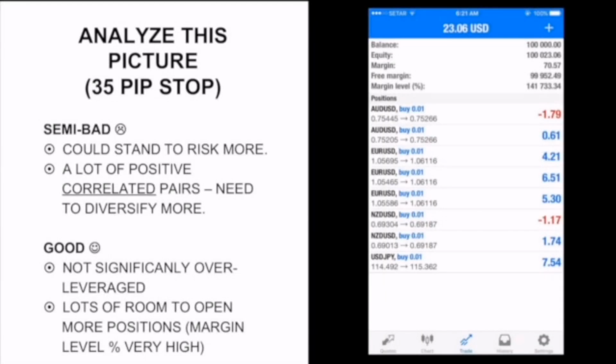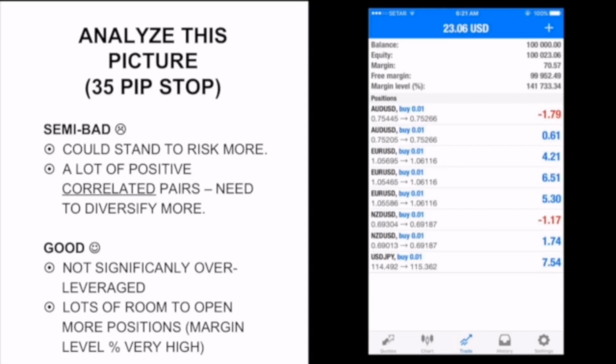We're getting better. Now, again, 35 pip stop required for this one. What's semi-bad? They actually could stand to risk more. They're doing so well, they could actually stand to risk more. There's a lot of positive correlated pairs, meaning they have a lot of pairs that move the same way. For example, they've got Euro USD in there, and they've got AUD USD, and they got NZD USD. And if you place the buy in all of them and they're going up, all of them are going to go up. If you place a sell and they go down, all of them are going to go down because they are correlated in a positive way, which means they go in the same direction. They move similar. When I move, you move. Okay? All right, you got it.